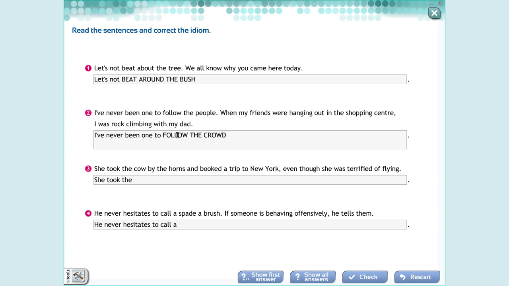Next. She took the cow by the horns. The cow. What is the mistake? She took the bull by the horns. And what's the meaning of take the bull by the horns? It's to do something that was difficult, but you said, I can do it, and then you were so determined that you reach the goal. It was difficult, but you believe in yourself.